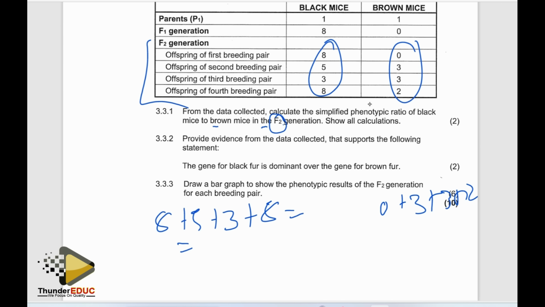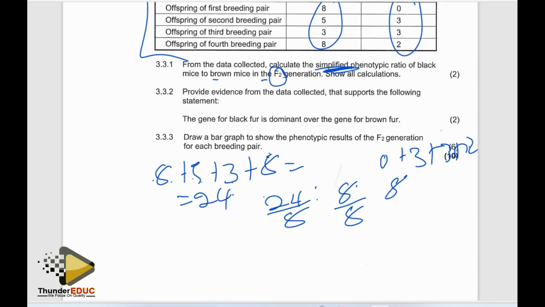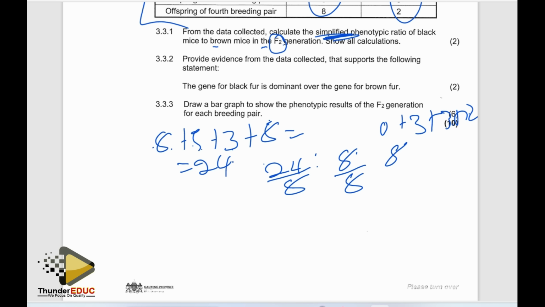If I combine here, this is 16, and then it's also 8. So it's 20, 24. And then here is 3, 6, 8. So it's 8. So basically, I'm going to say 24 to 8, but they said the simplified phenotypic ratio, so I should divide by 8 because 8 goes into 24. So I'm gonna get 3 to 1. So this is the answer they are looking for.